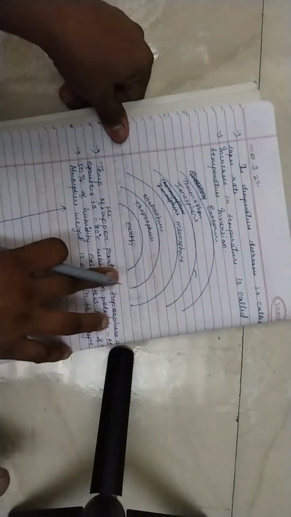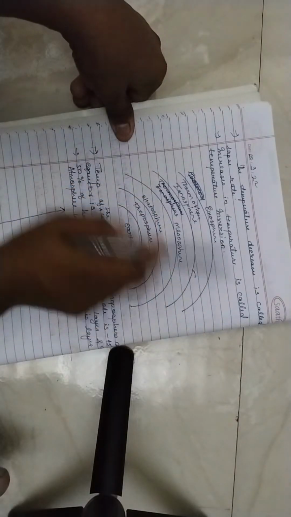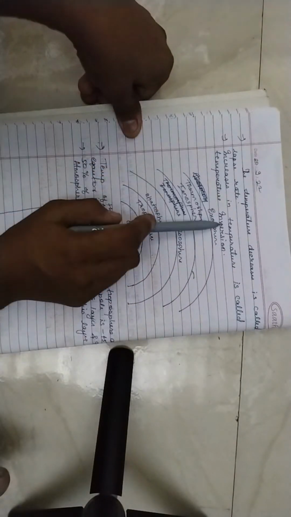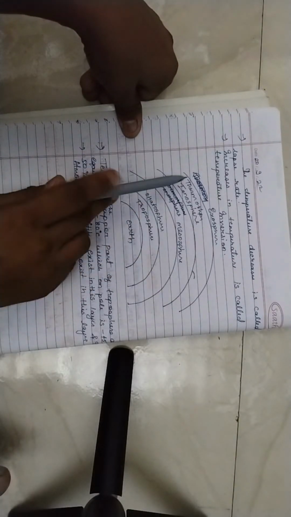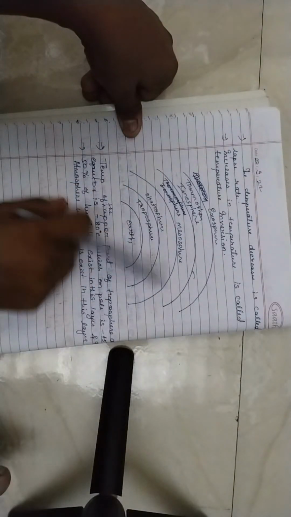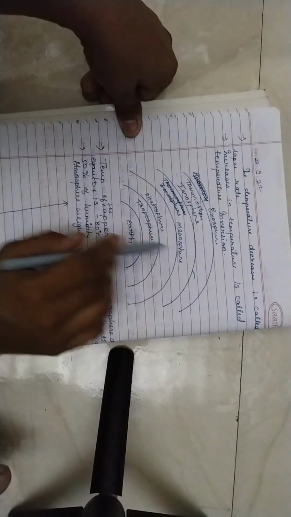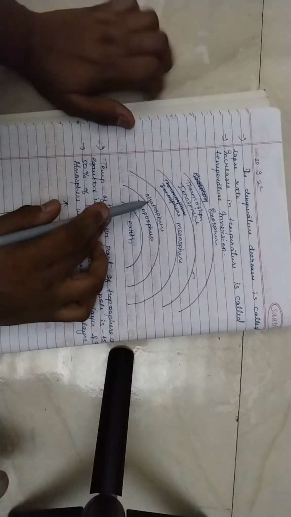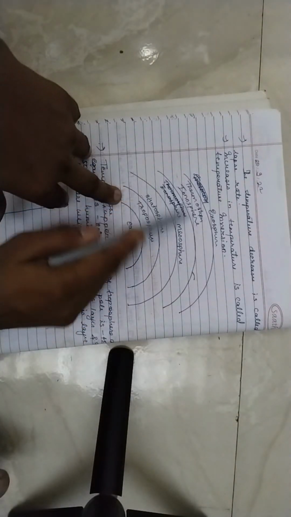This temperature decrease is called the lapse rate. An increase in temperature with height is called temperature inversion. This is the exosphere layer, then thermosphere, ionosphere, mesosphere, stratosphere, troposphere, and Earth. The first layer is the troposphere, after that the stratosphere, mesosphere, ionosphere, thermosphere, exosphere.